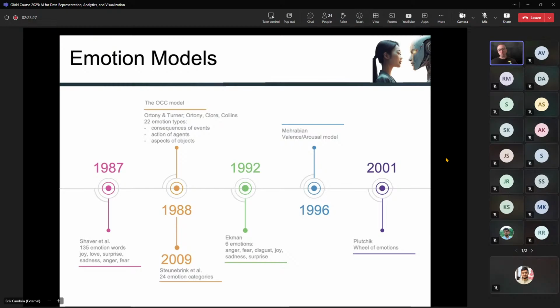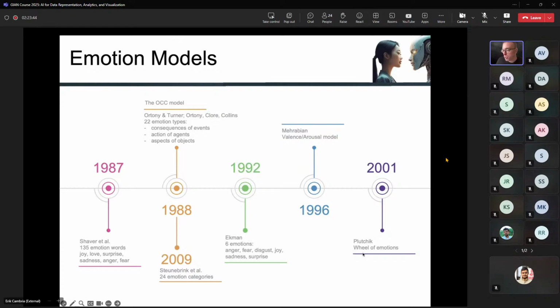The one that I mentioned earlier is the OCC model by Andrew Ortony. And then there is the Ekman emotion model, which focuses on 6 emotions, mostly for the visual part. And then you have Plutchik.